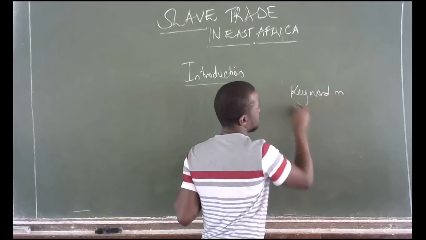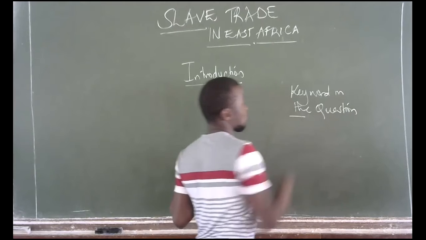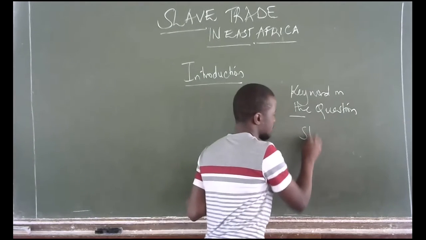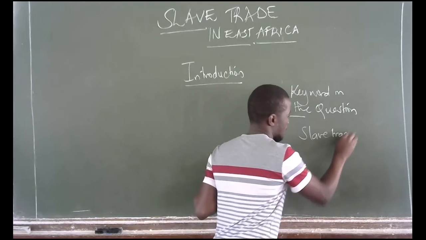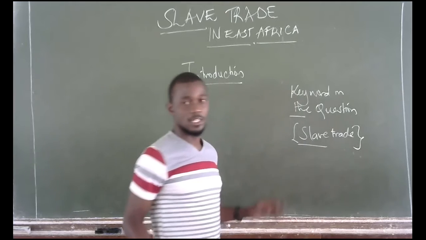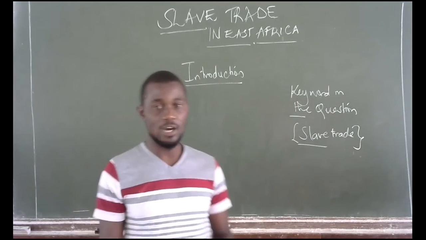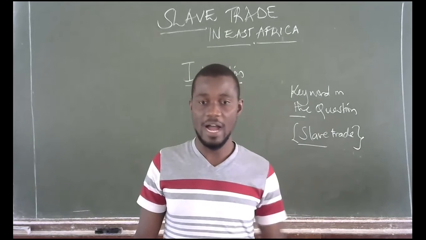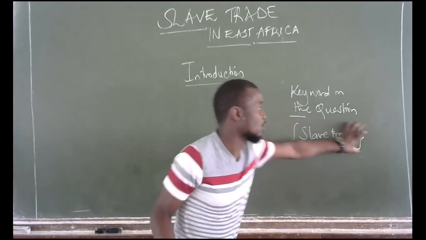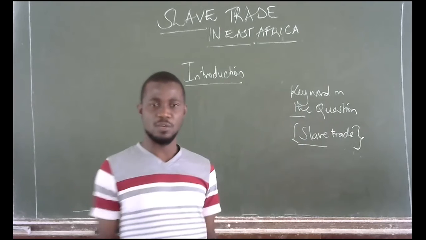word in the question. So what is the key word in the question? The key word in the question is slave trade. When we find out that this is our key word, it implies that that is the gist of the question. It implies that the introduction of your answer, which you write before the body, has to cut across what we call slave trade. So this will explain what slave trade is.